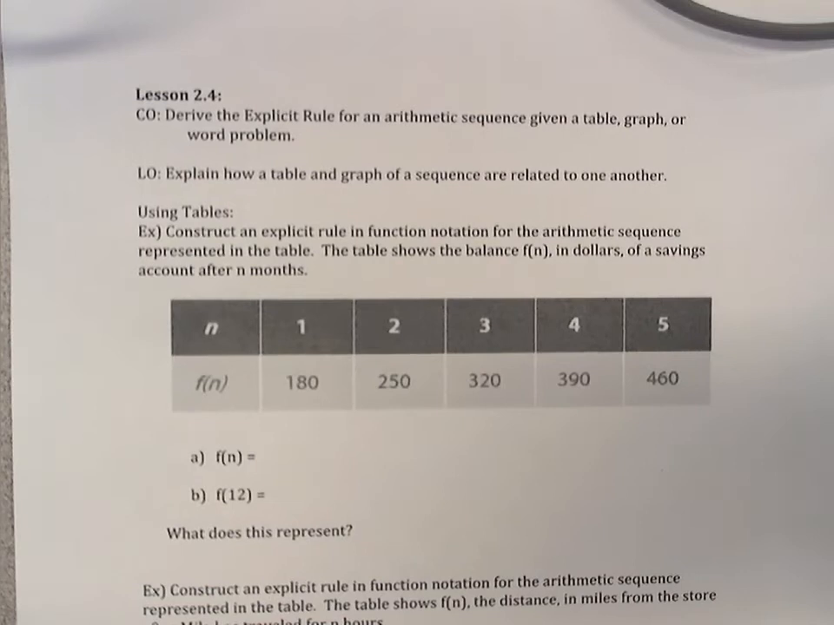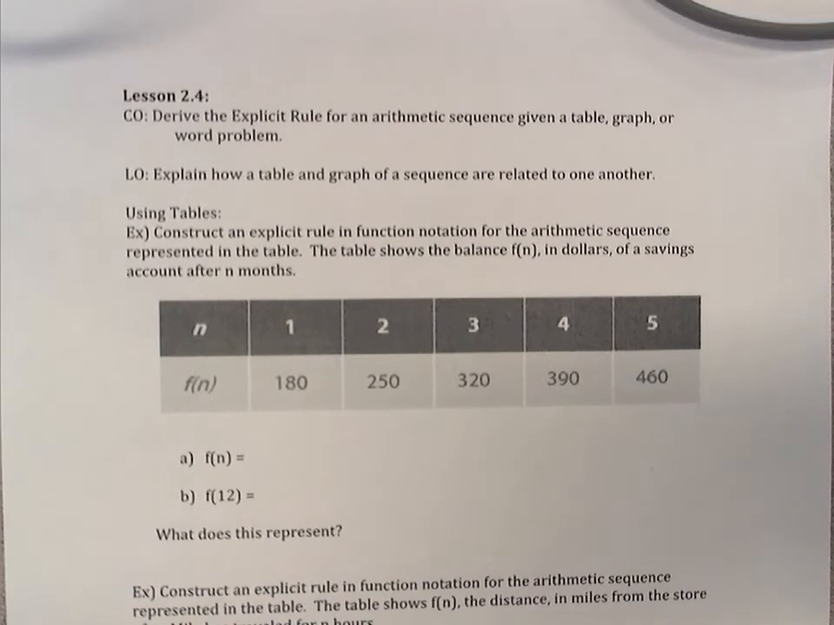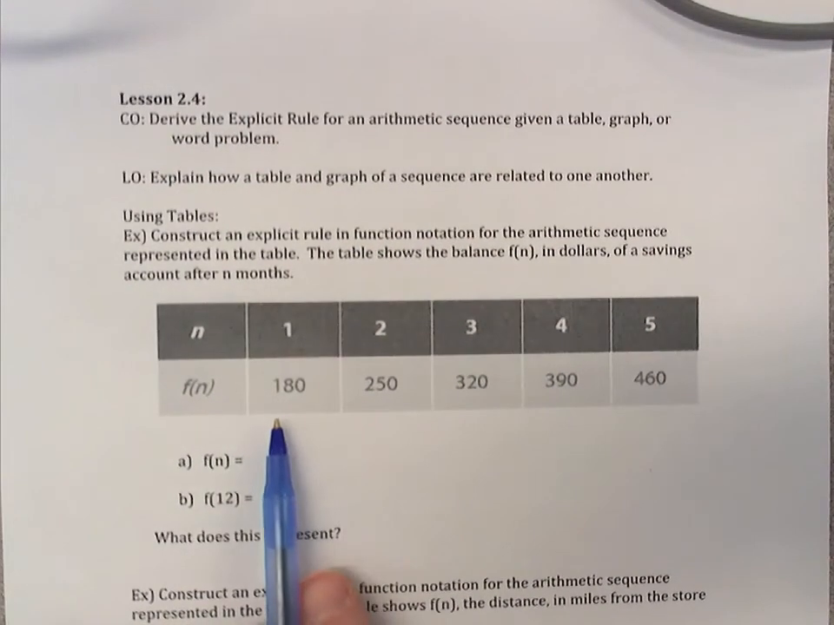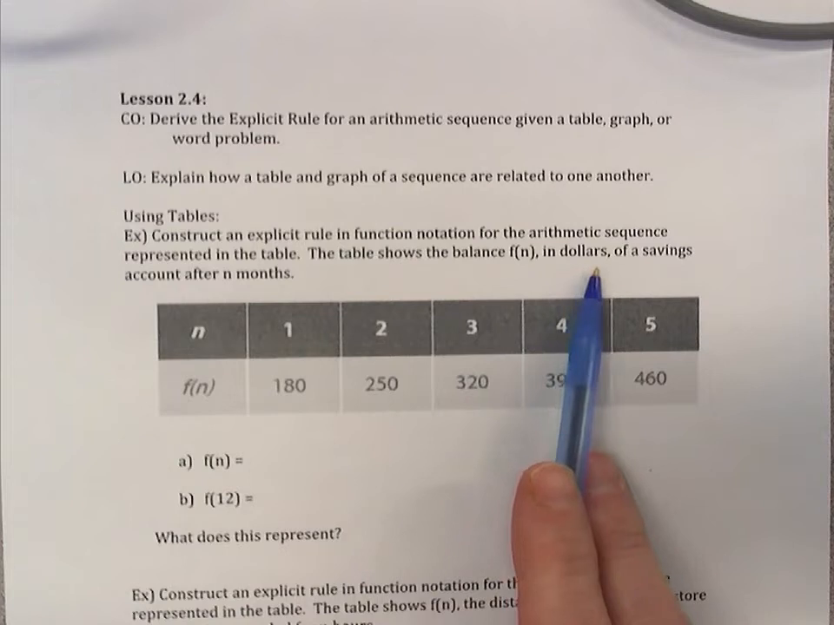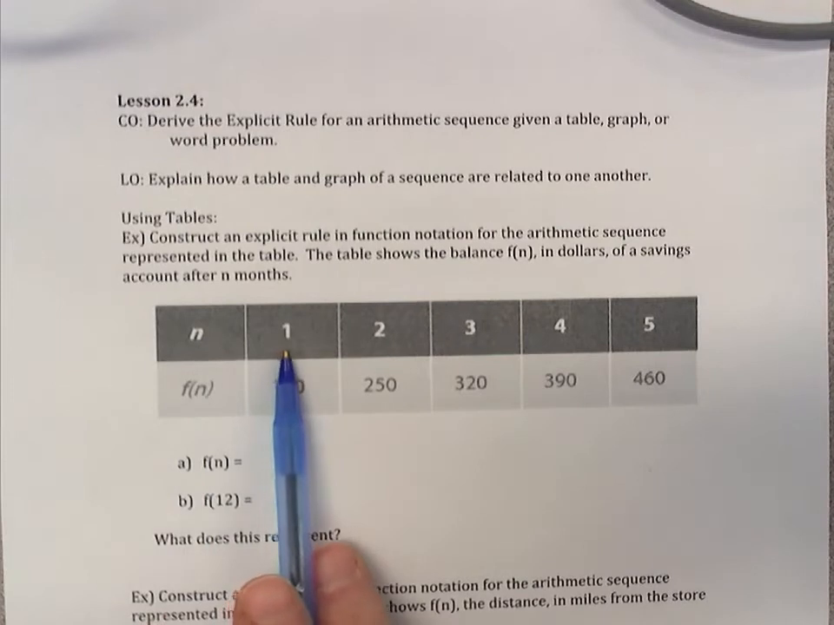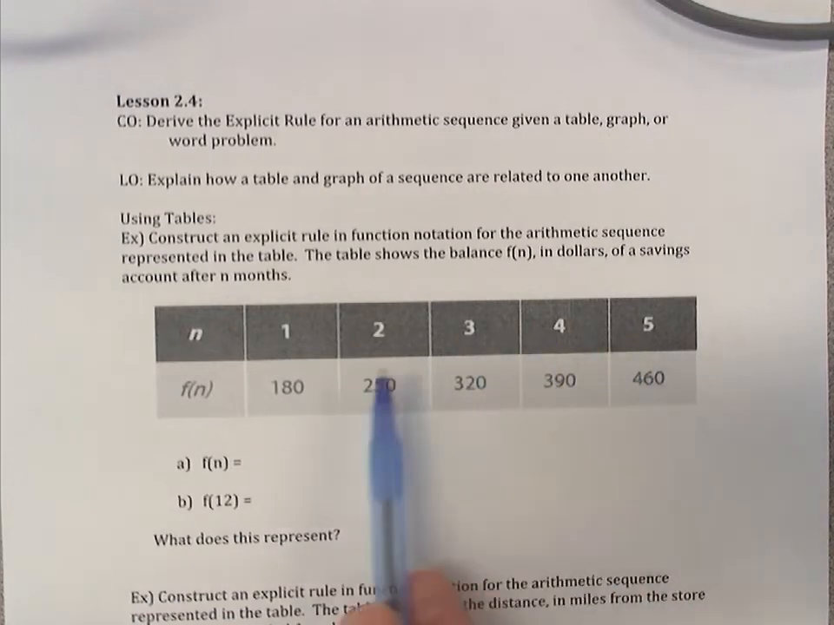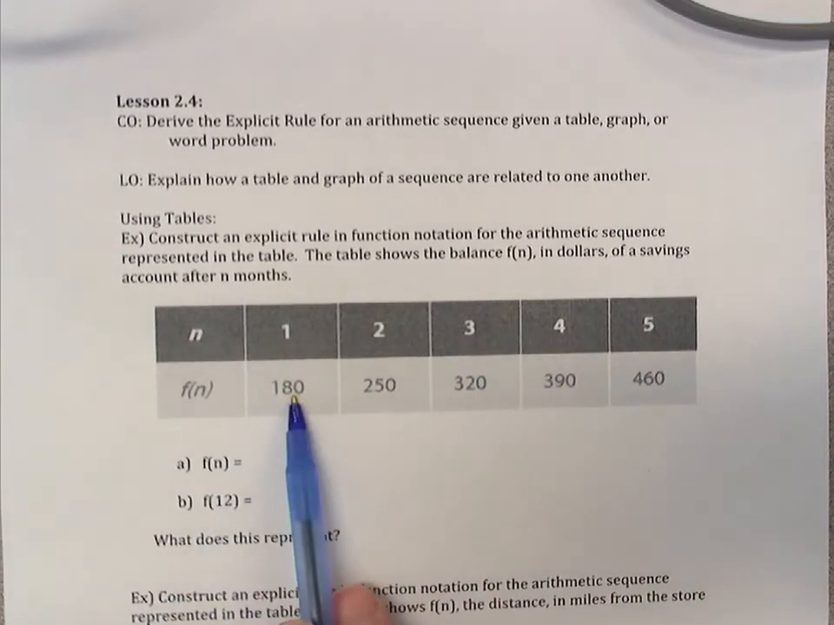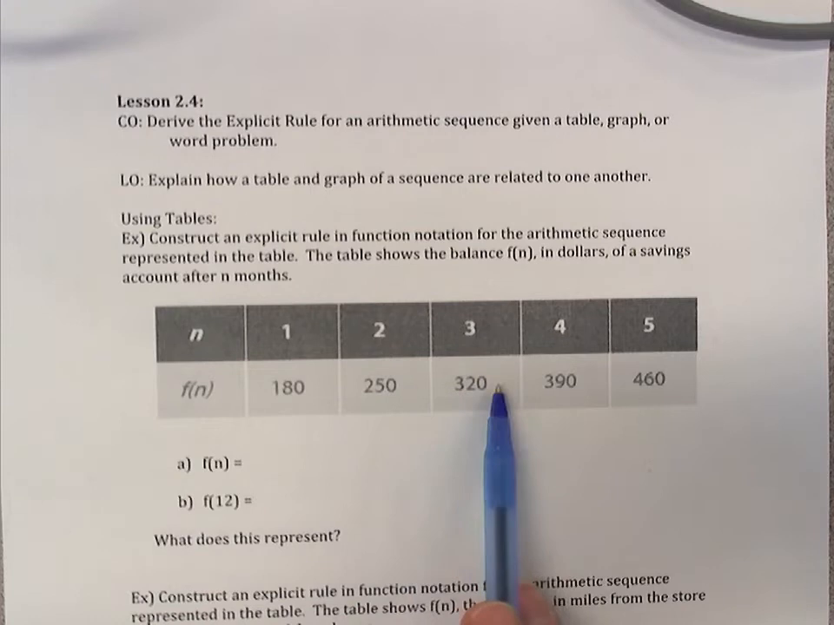So if you remember, an explicit rule is just where we're able to use a sequence and formulate a function from that. So for example, if I look at this table here of numbers, this table shows the balance, the function of n, in dollars of a savings account after n months. So every time you see n, it is a month. So we could have 1 month, 2 months, 3 months, 4, or 5. And you'll notice that in the first month, we put $180 into the account. And then every month after that, you can see that the account is going up by some value.